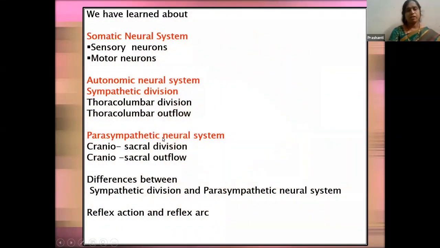So children, we have learned about the somatic neural system, that is the sensory and motor neurons. Autonomic nervous system, under that we have learned about sympathetic and parasympathetic nervous systems. We have also learned about the differences between the sympathetic division and parasympathetic division. We have also learned about reflex action and reflex arc.